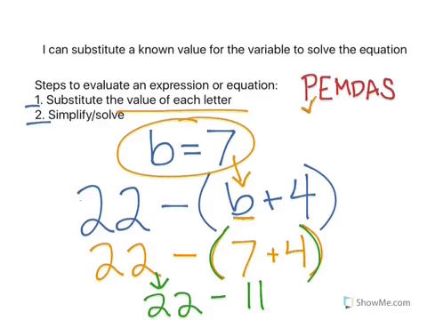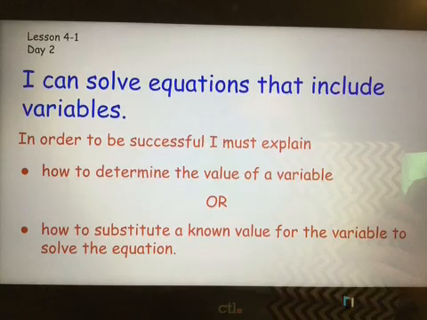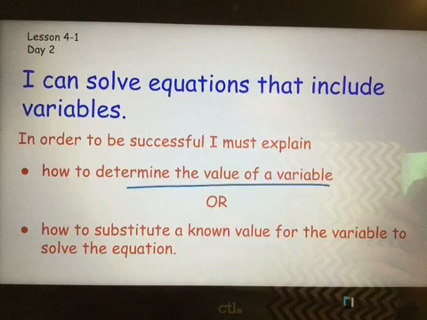So I'm going to start with my parentheses first. 7 plus 4, I know that that equals 11, and I'm going to drop everything else down. 22 minus 11. A lot of us are having trouble subtracting horizontally, where our numbers go from left to right instead of top to bottom. So I'm going to bring it over here just to double check my subtraction. 22 minus 11, 2 minus 1 is 1, 2 minus 1 is 1. My answer is 11.